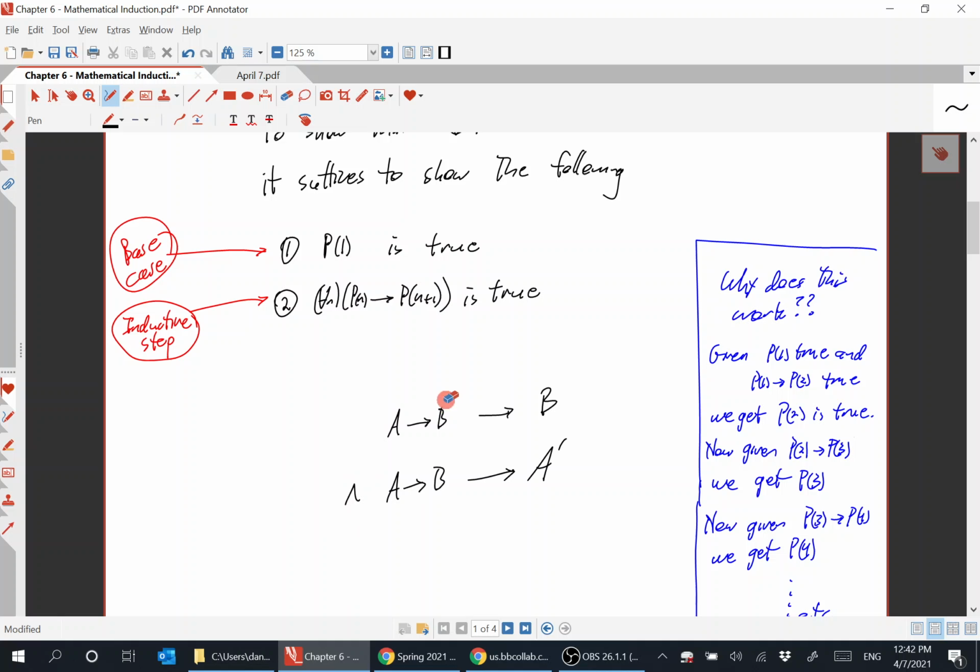But that's not what we're talking about. I just want to at least mention it. So how do we use it? That's the more interesting aspect of things.